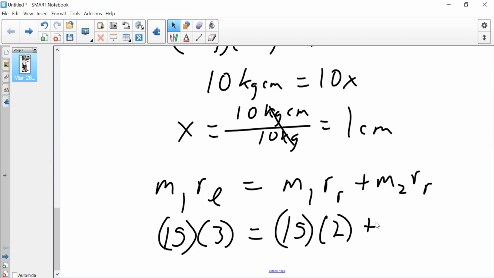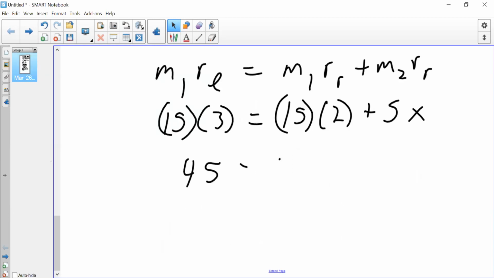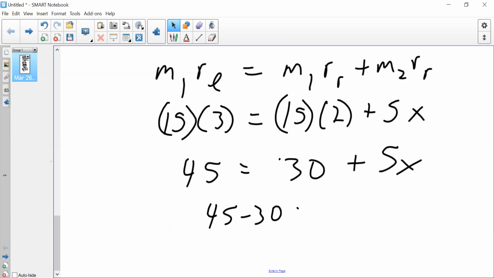And then if I chose a 5 kilogram mass, for example, I have to solve for x to figure out the distance I have to place the 5 in order to balance this out to be 45. Okay, so this is 45 over here. This is 30 plus 5x. So 45 minus 30 equals 5x. All right, 15 equals 5x, and you know x is equal to 3. All right, that's your theory.